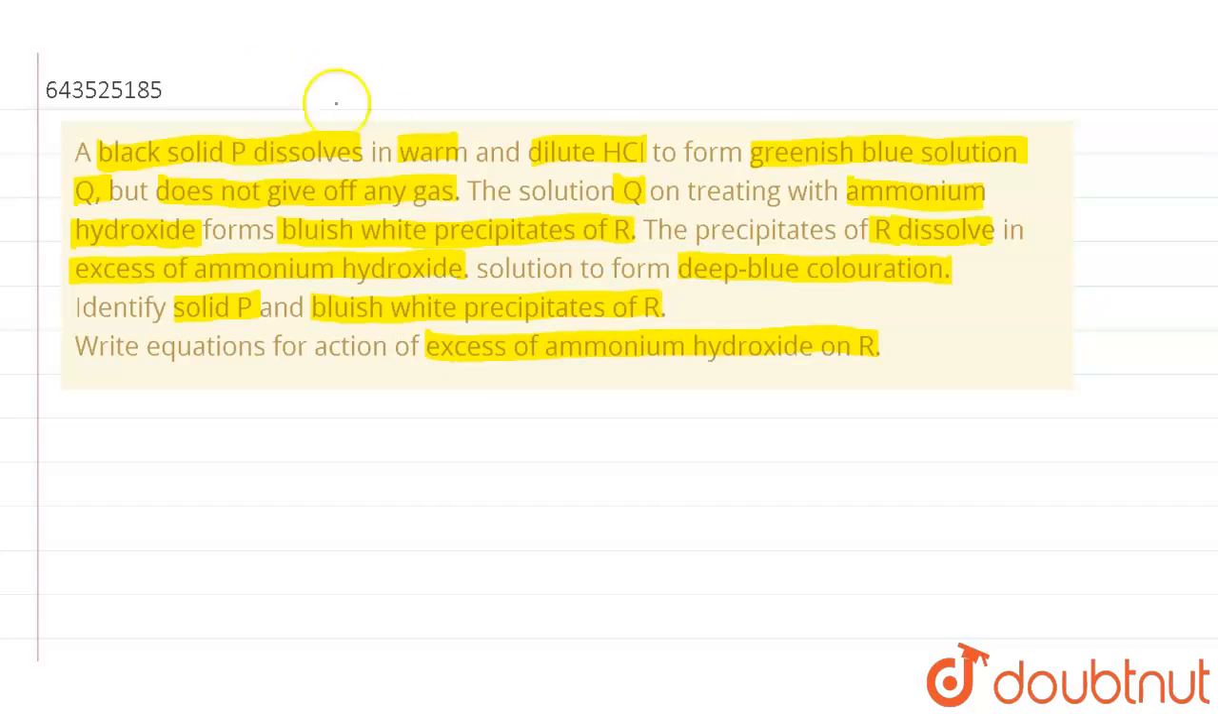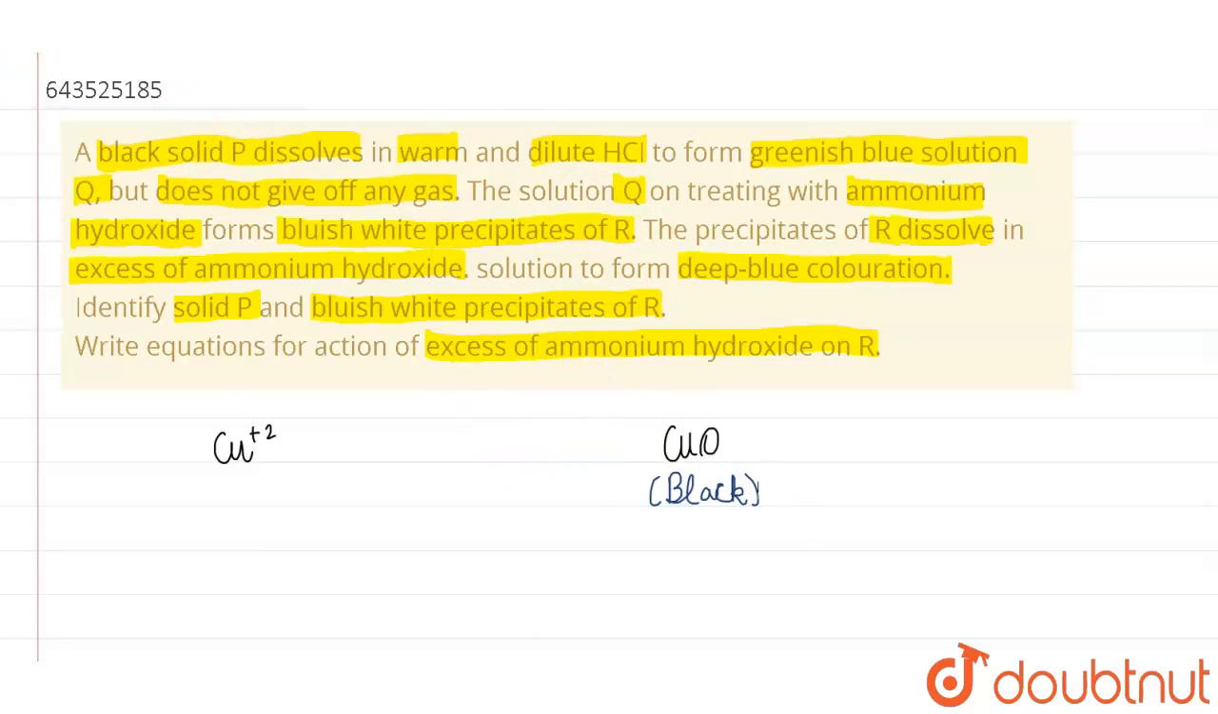Now, by looking at the second statement, that a solution Q on treatment with ammonium hydroxide forms a bluish white precipitate, and this precipitate of R dissolves in excess of ammonium hydroxide. This gives us a hint that the solution Q may be an aqueous solution of copper plus 2, because copper plus 2 on reaction with ammonium hydroxide forms a blue precipitate, and on treating with excess ammonium hydroxide it forms a deep blue coloration. And also the oxide of copper, which is CuO, is black in color. So this confirms that our black solid P is copper oxide and Q solution is a solution of aqueous copper.